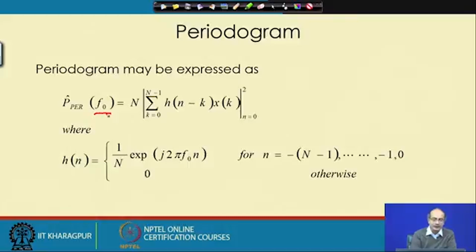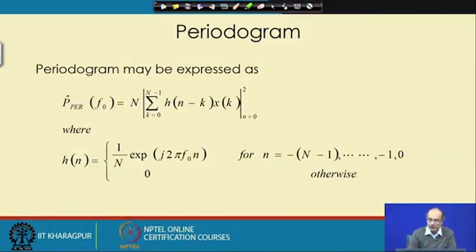We are dealing with other variables to compute the value of the periodogram estimate at this fixed frequency f 0, which is arbitrarily fixed. So, if we need, we can change it.